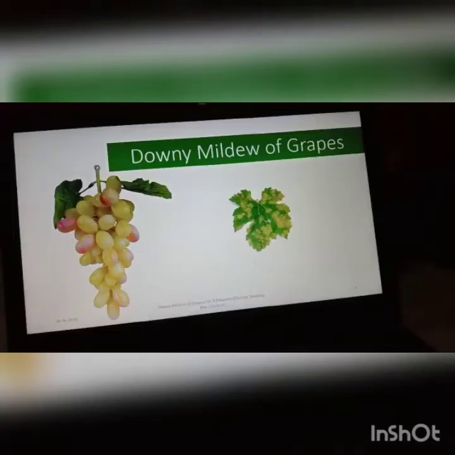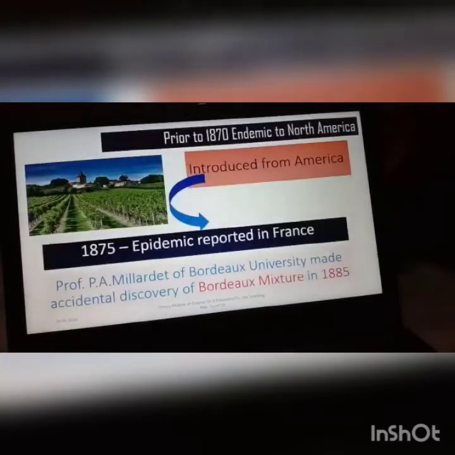So today we will study about downy mildew of grapes. Downy mildew of grapes is one of the most destructive diseases of grapevines. Now we will study about its history.